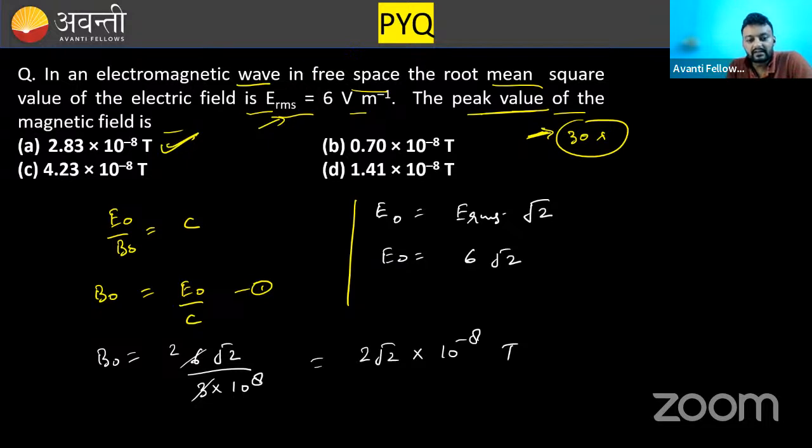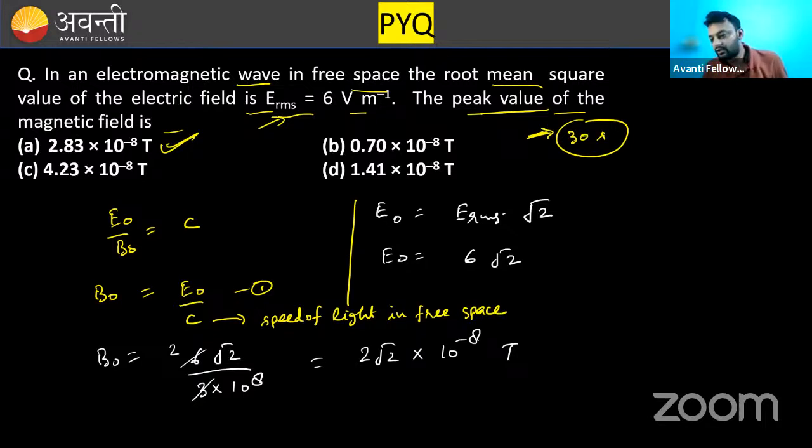C is a constant. C is the speed of light, and its value is constant, 3 into 10 raised to power 8. The actual term is speed of light in free space. And in free space, its value is a constant.